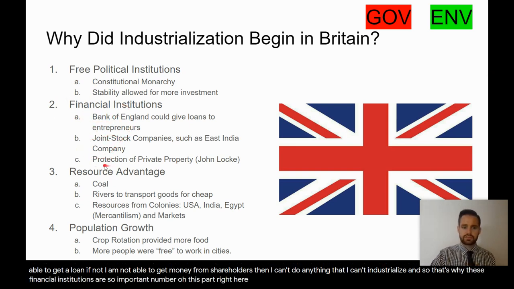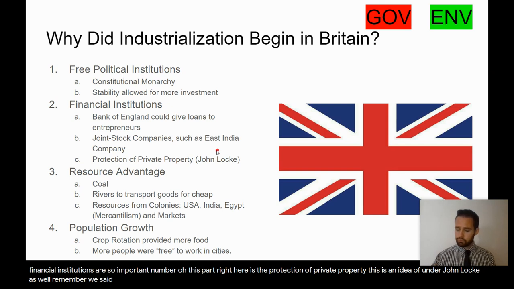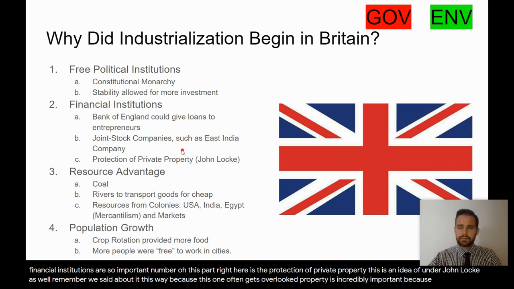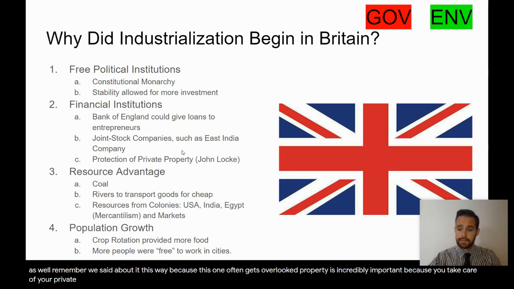This part right here is the protection of private property. This is an idea of John Locke as well. Remember, we said life, liberty, and property. I want you to think about it this way, because this one often gets overlooked. Property is incredibly important because you take care of your private property better than communal property.